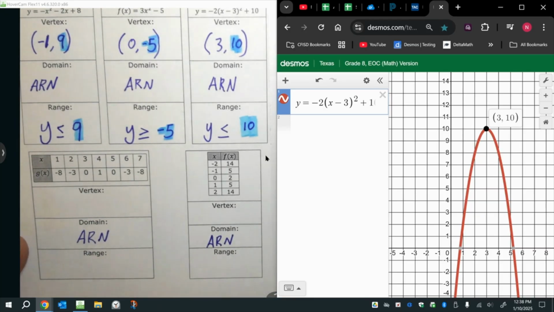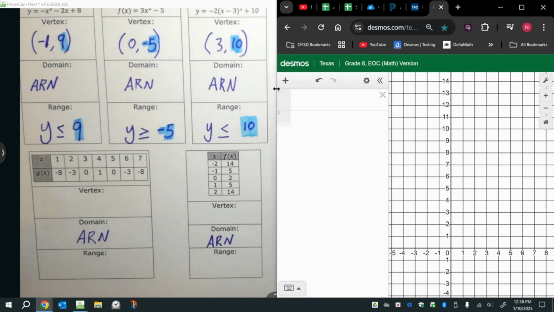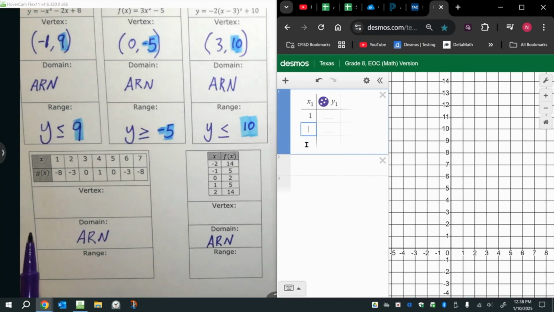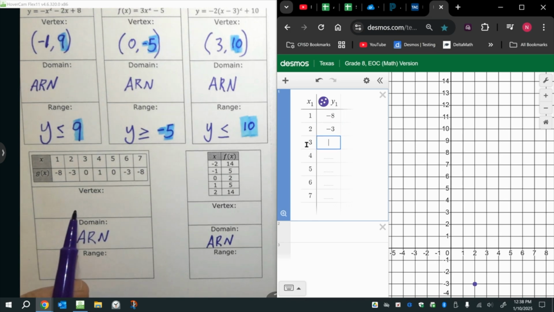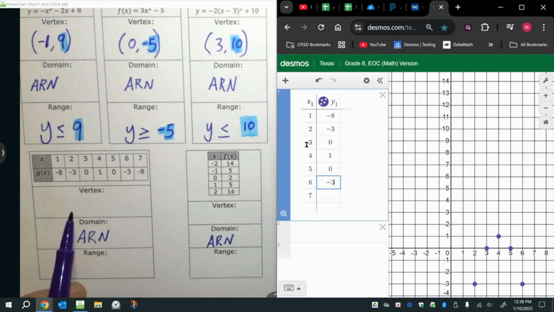All right, let's take a look at some tables. So we're going to clear this out and add a table. We're going to go 1, 2, enter, all the way through. And then I'm going to come over here, and I've got -8, enter, -3, enter, 0, enter, 1, enter, 0, enter, -3, enter, and -8.